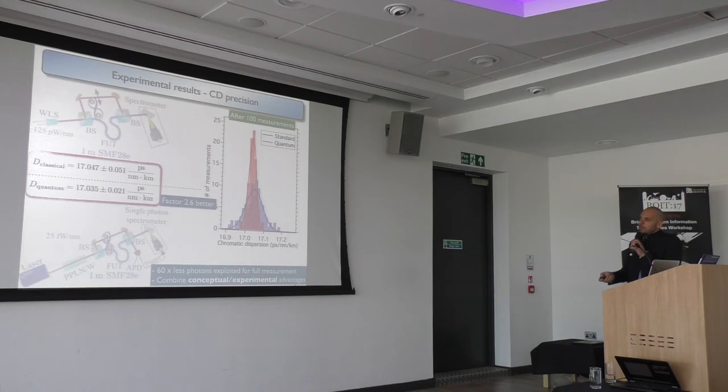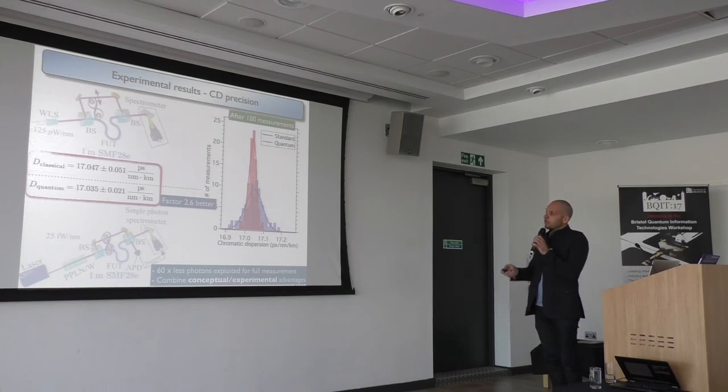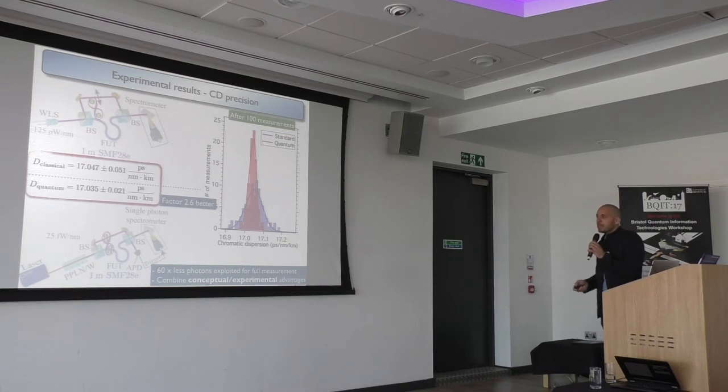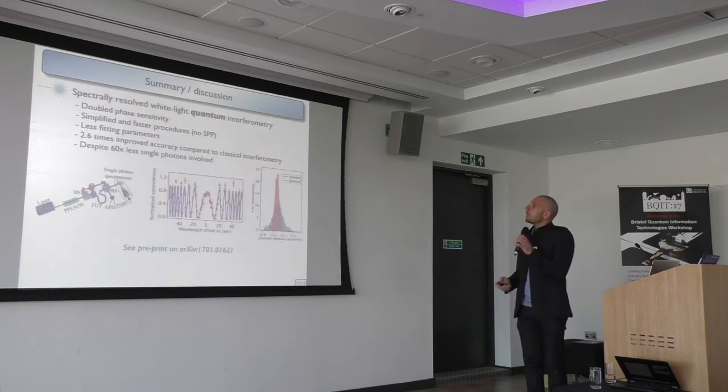So just two things have to be mentioned. In the quantum case, we exploit 60 times fewer photons for the full measurements compared to the classical scenario, and we can reach an absolute value of the chromatic dispersion and a better precision on the measurement, because we combine, in this case, conceptual and experimental advantages that I can summarize here in the discussion.